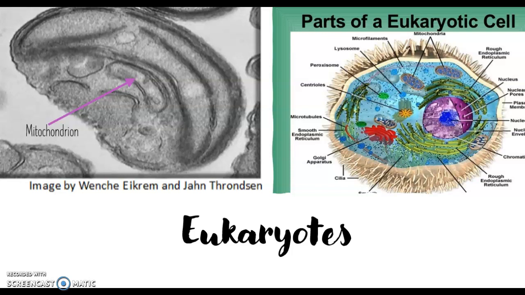So let's look at this. Here we see a mitochondria. This is a microscopic picture of a cell, and you can see an organelle inside it. It has a specific function, in this case, energy production. We see here a more detailed picture of a eukaryotic cell, and you can see the different types of organelles inside them. Remember, organelles are small organs, and each one of these structures has a job to do.